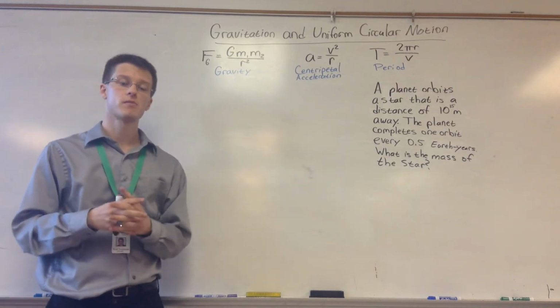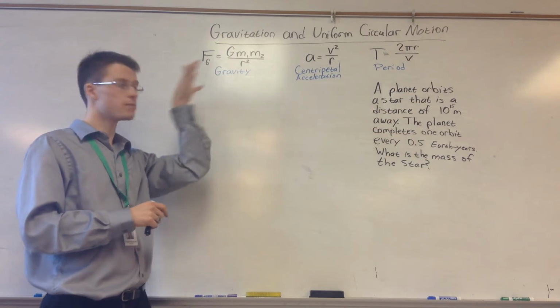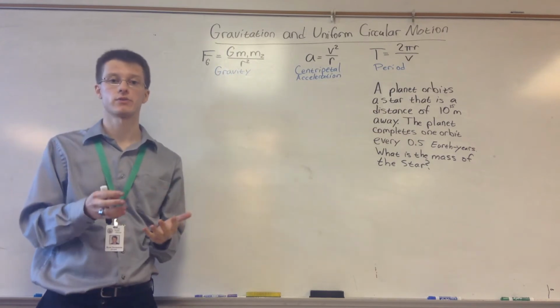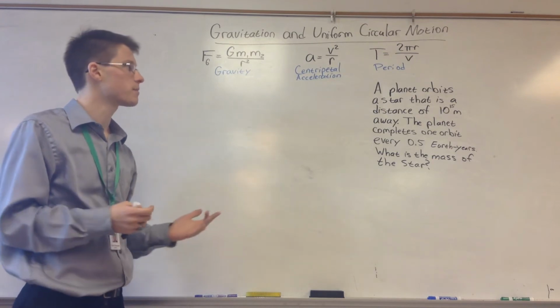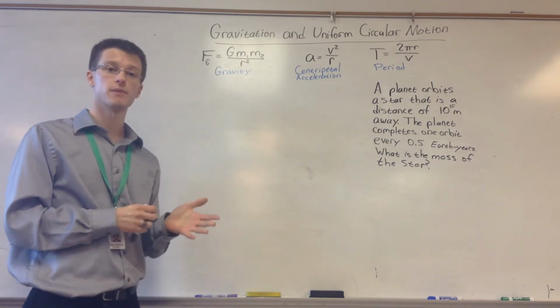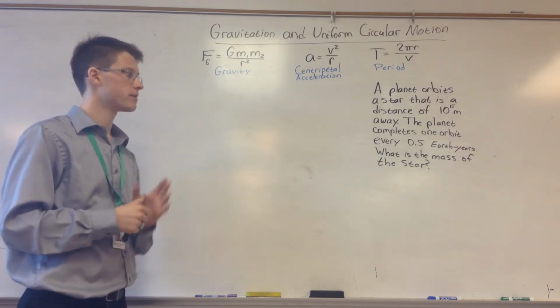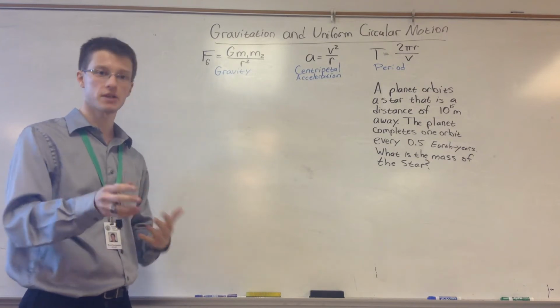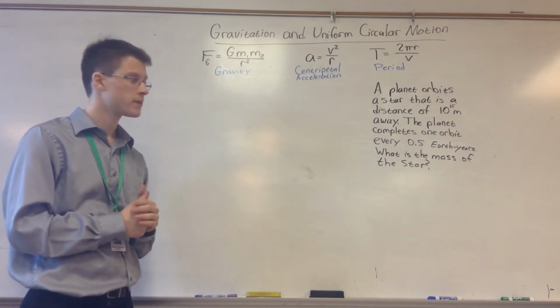For many problems involving circular motion, gravity and centripetal acceleration by themselves are not sufficient to solve them. So we have to combine the two. A good example of this is: suppose that a planet orbits a star that's a distance of 10^15 meters away. Pretty far away. The planet completes one orbit every 0.5 Earth years, so every 6 months. What is the mass of the star that it is orbiting around?